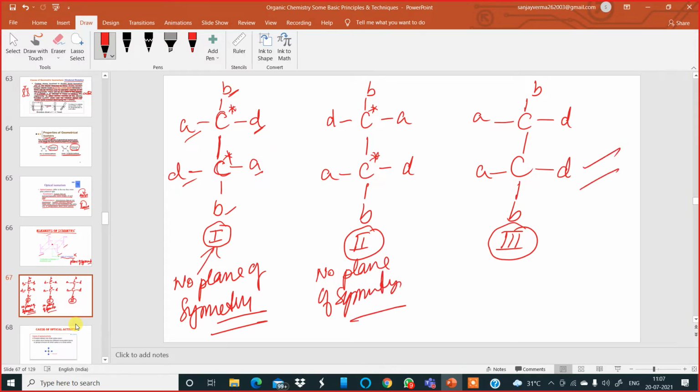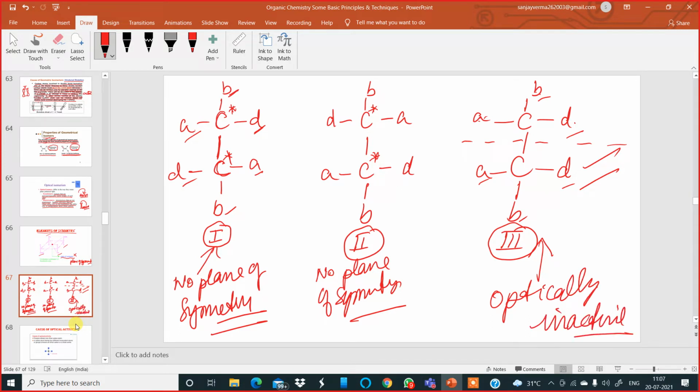But if you look at the third example over here, ABD, ABD, if I draw an imaginary line over here, it has symmetry. There is a plane of symmetry. So this compound has a plane of symmetry, which makes this compound optically inactive. That means if plane polarized light is passed through this compound, it will not cause rotation. That is because of internal compensation.